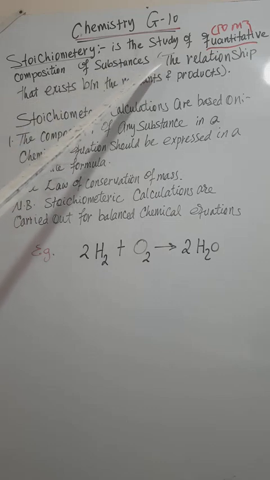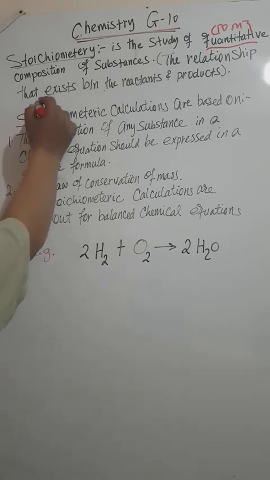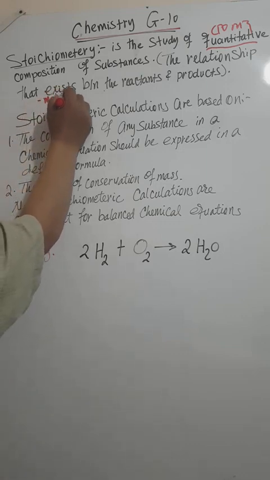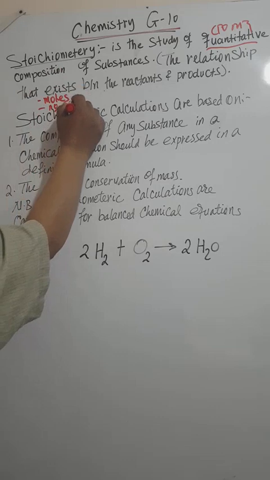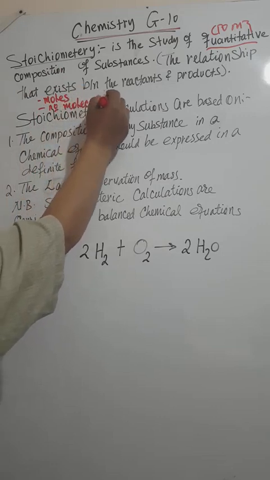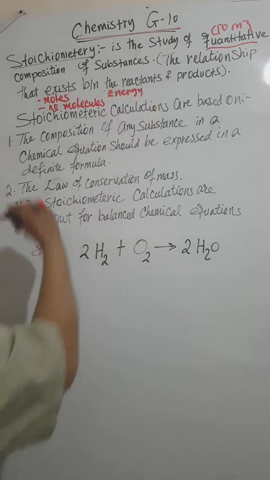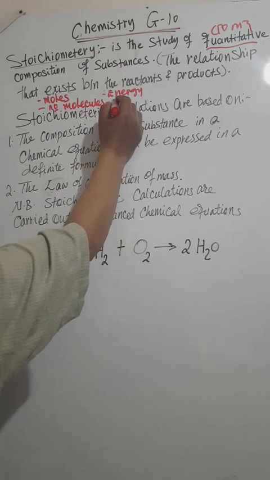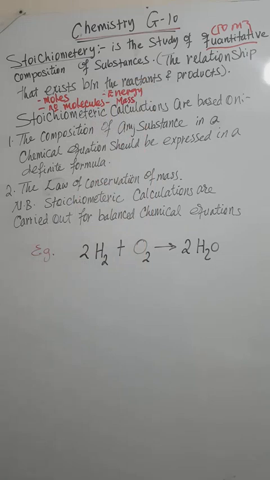So stoichiometry studies the relationship that exists between the reactants and the products. Relationship in terms of what? In terms of moles, which is quantity. In terms of grams, in terms of number of molecules, in terms of energy, the energy of the reactant and energy of the product, and in terms of mass. We can name everything that expresses quantity.